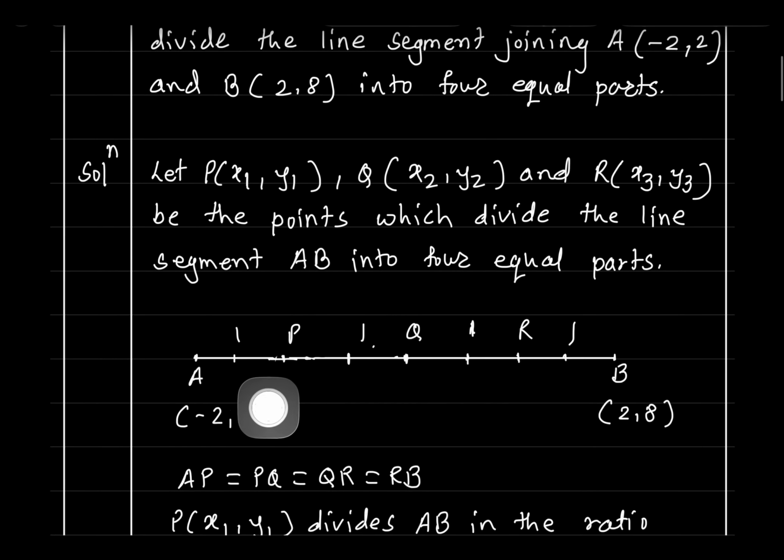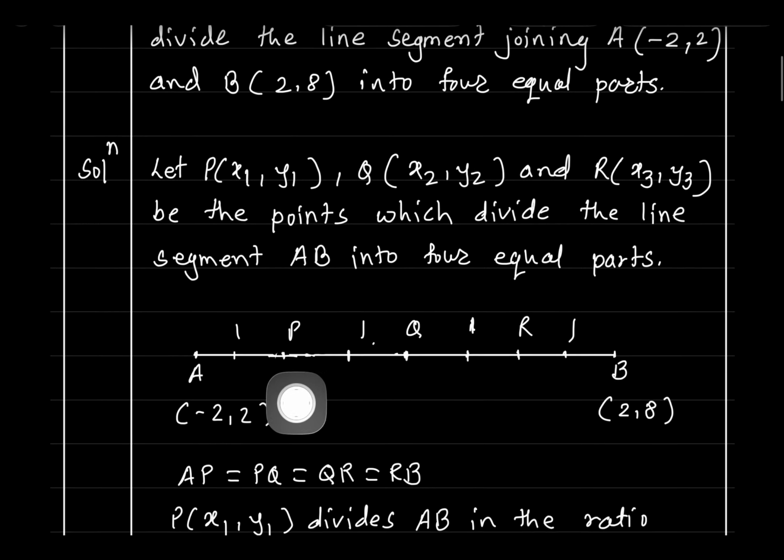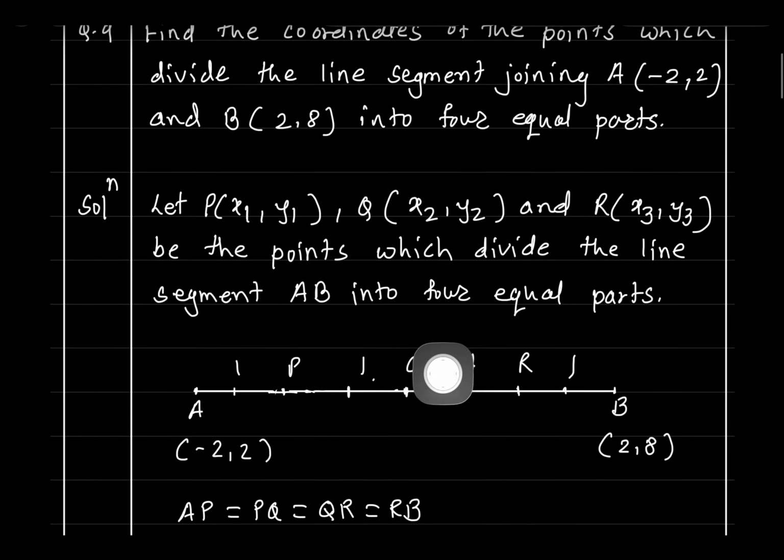Now see the figure: point A is there, point B is there. After joining these 2 points we get a line segment, and we are taking 3 points on it. Suppose here point P, then here Q, and this R. Because of these 3 points we got the 4 equal parts, meaning all are the same: this one part, this same part, this one, and this. There are 3 points, and we have to find the coordinates of these 3 points with the help of these 2 points.